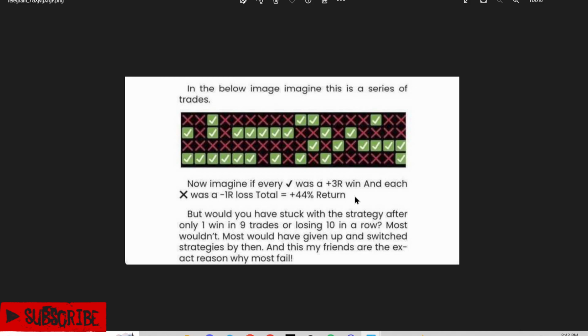If, for example, one winning trade is 3 RR, and each loss is -1, that's 1 to 3, you have a 44% return. But many people cannot stick to their strategy after maybe 3 losses, or maybe after just 5 losses, they start giving up on the strategy and saying it's not working for them.